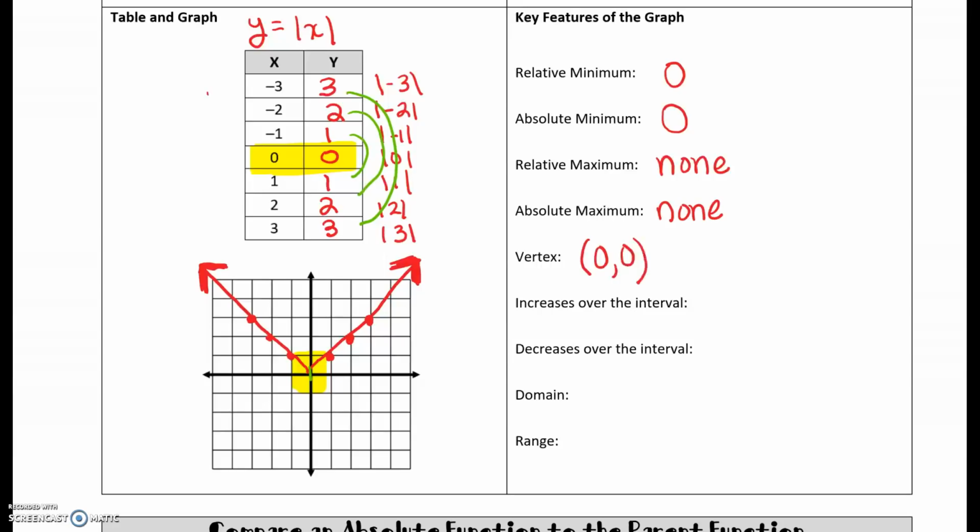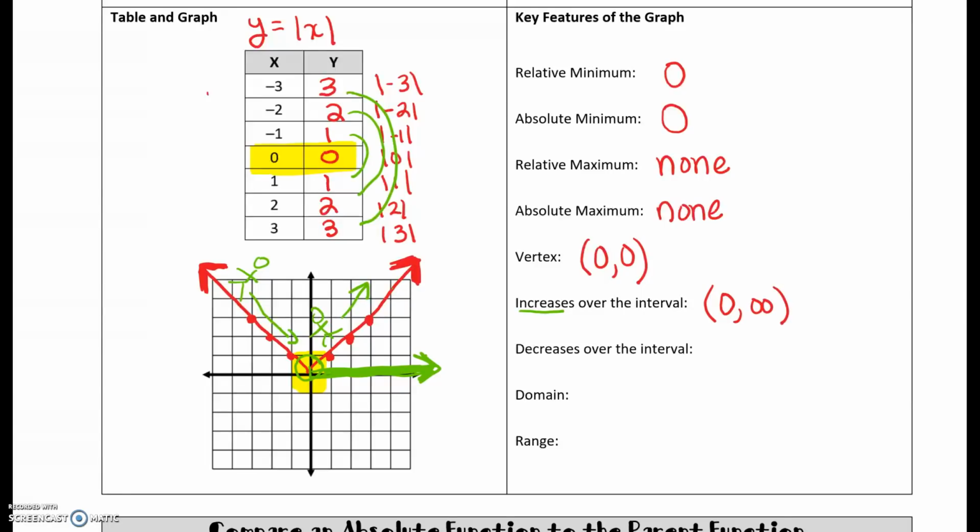And now we need to analyze where it increases on the interval. So remember, I always tell you to pretend that you're walking on this graph. So if you're walking here, you walk left to right. You would be decreasing here. We have a turning point here. And then if you were walking here, you would be walking uphill. So you are increasing on this side right here. So as you go forward on the x, you are going up the line. So increasing over the interval, that is going to be 0 to infinity.